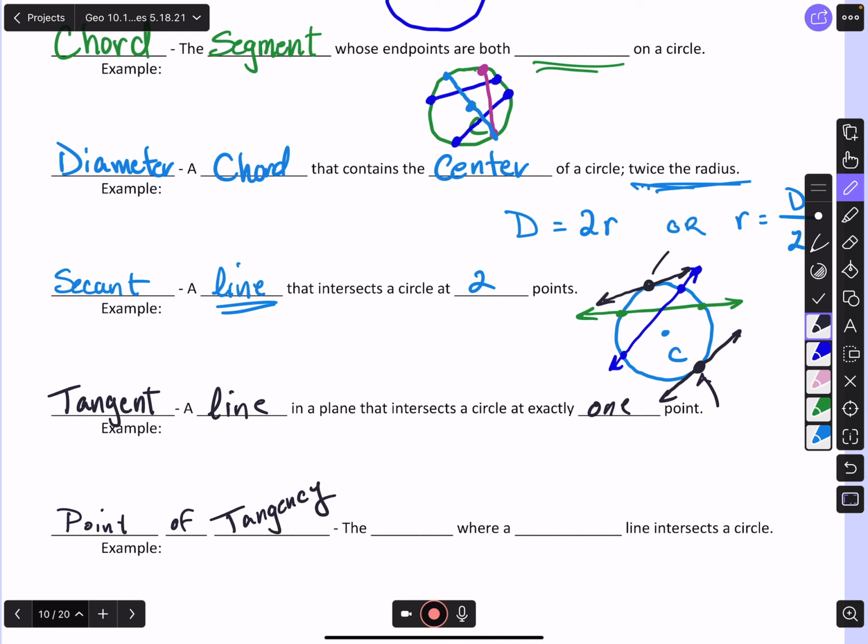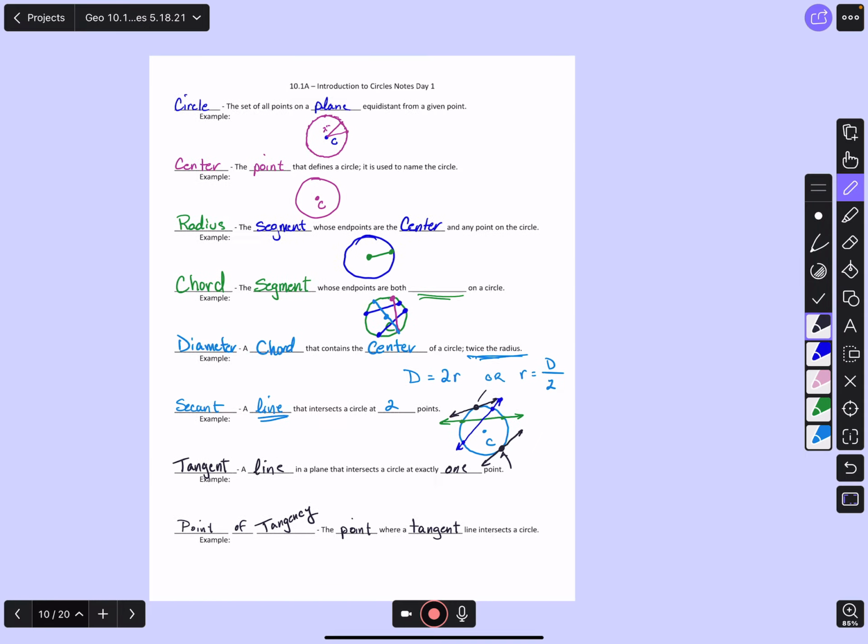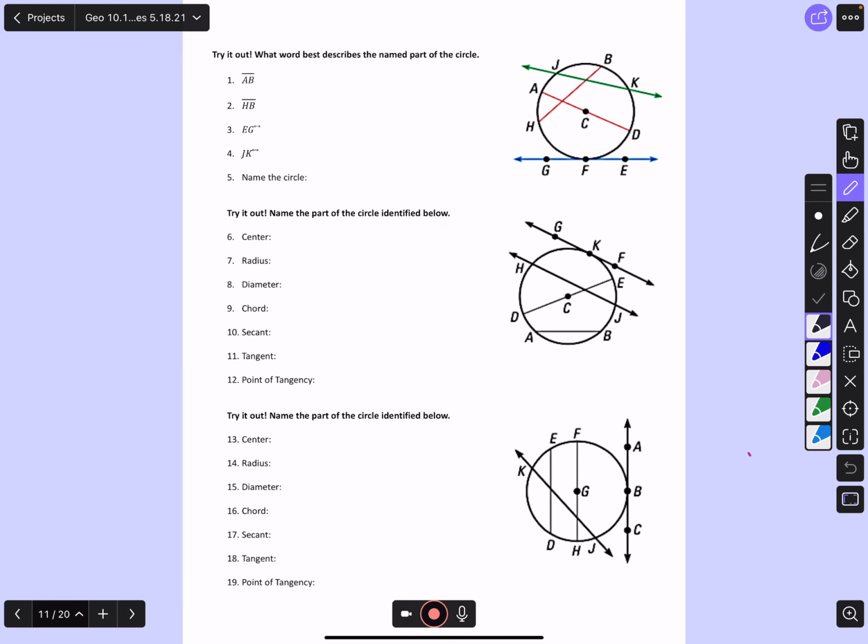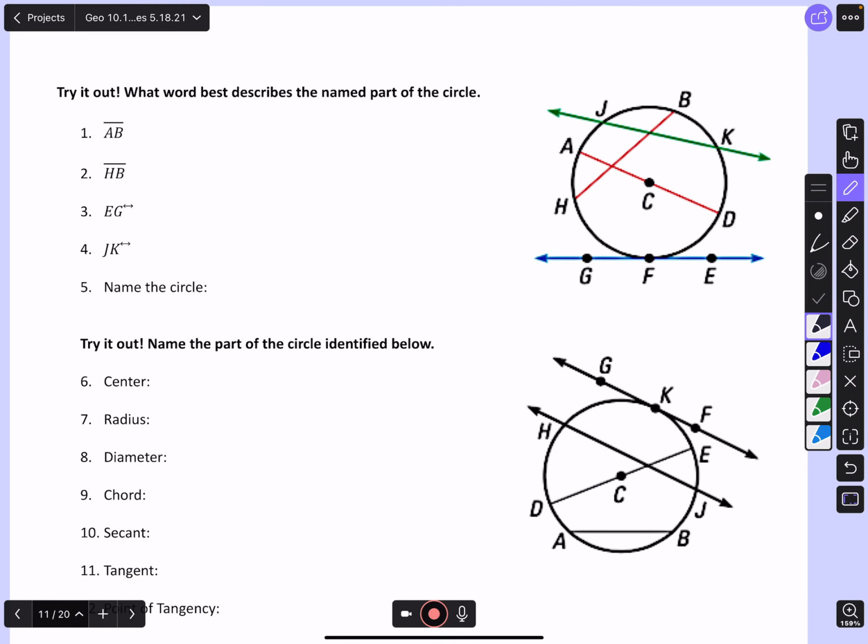I got that right. The point where a tangent line intersects a circle. So it's that single point of contact. Okay, and so today's stuff is just using these definitions and naming the parts of circles. So let's take a look here. Find the word that describes whatever they give you.